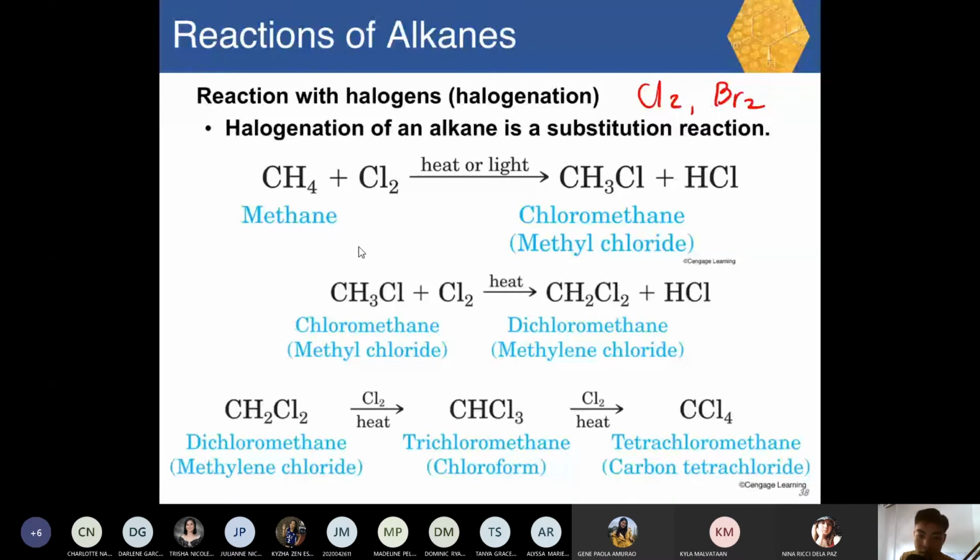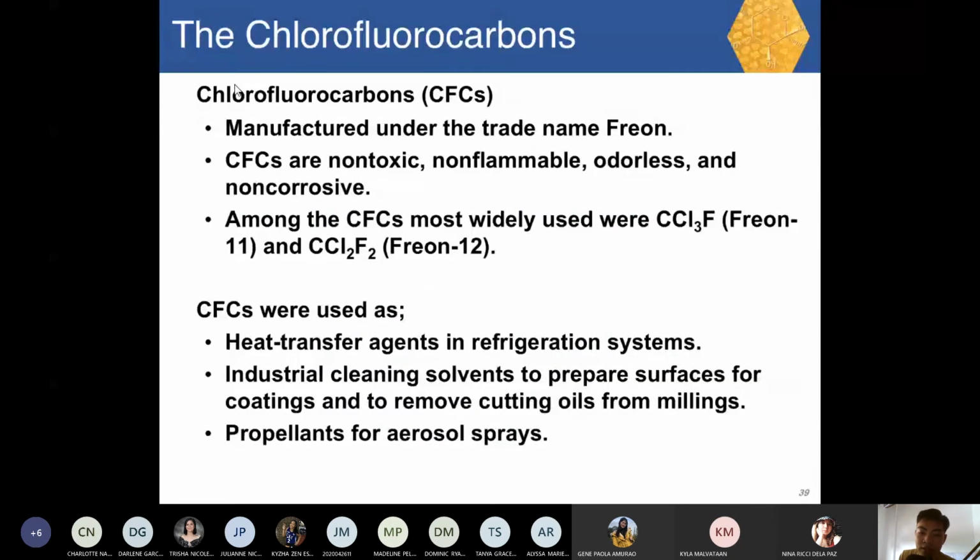Saan ginagamit itong halogenation product ng alkane? So we use them as refrigerants. The general term for refrigerants are the chlorofluorocarbons. Ang ginagamit naman na halogen dito ay fluorine gas. Instead of chlorine, meron din palang chlorine. So, meron kang chlorine and fluorine na ginagamit for the halogenation reaction. So, basically, itong F and yung Cl ang pumapalit sa hydrogen ng iyong alkane.